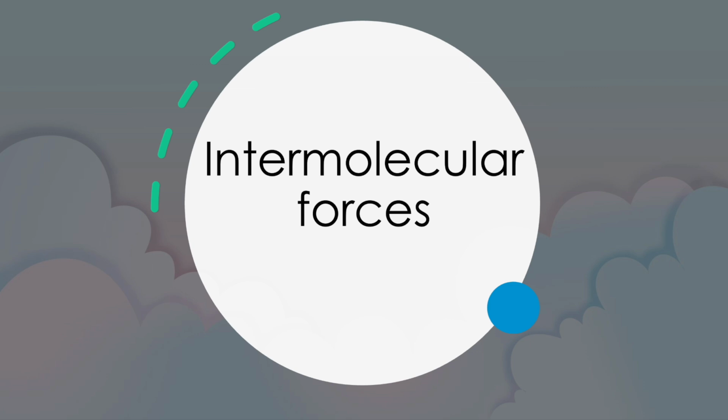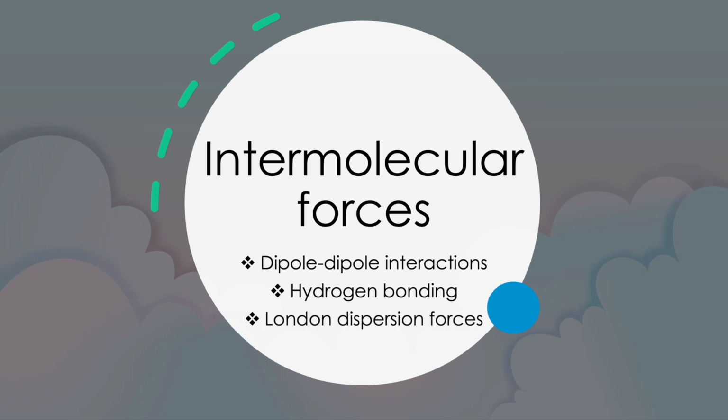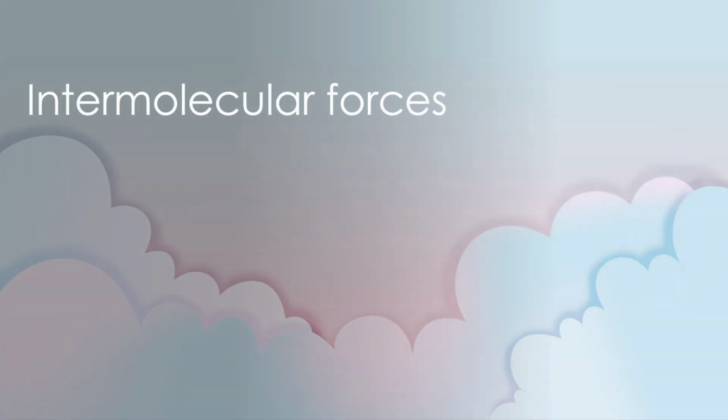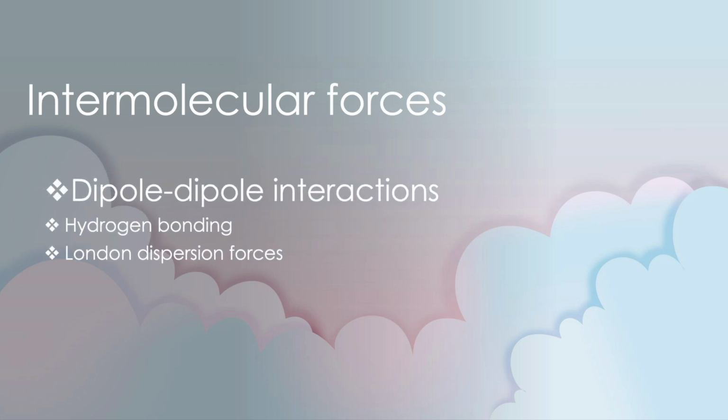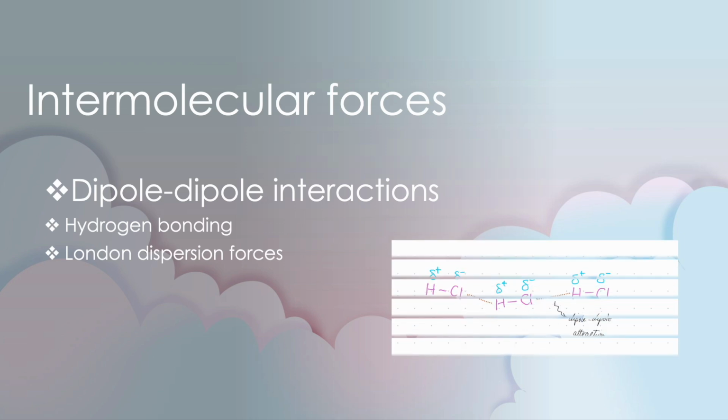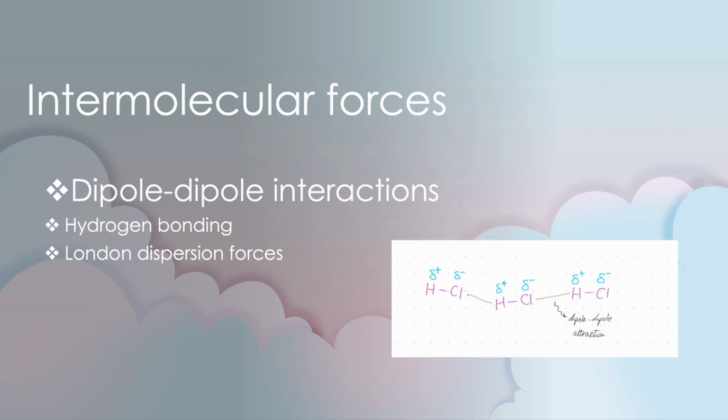Now, what are the different types of intermolecular forces? We have dipole-dipole interactions, hydrogen bonding, London dispersion forces, and van der Waals forces. So, what are dipole-dipole interactions? It is a type of van der Waals force, and these forces occur when the partially positively charged part of a molecule interacts with the partially negatively charged part of the neighboring molecule. Polar covalent bonds form dipole-dipole interactions with neighboring molecules. It's the strongest intermolecular force. You can see it here.